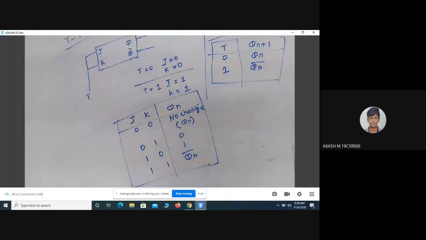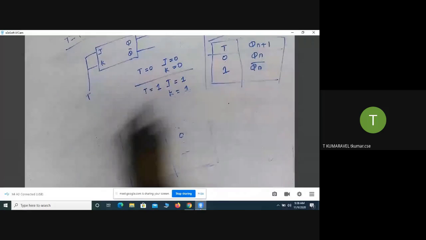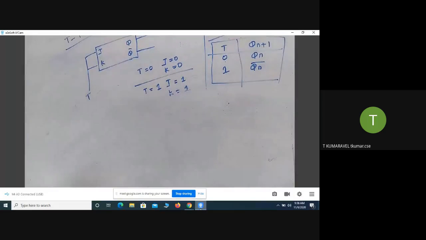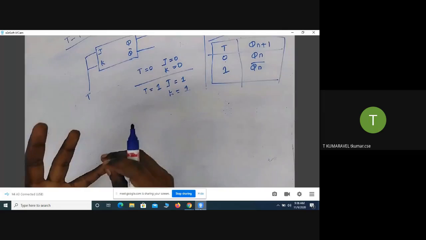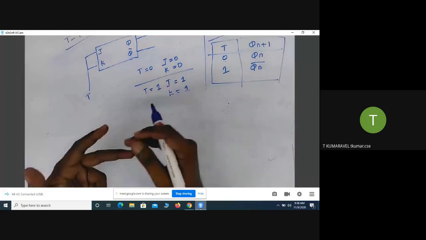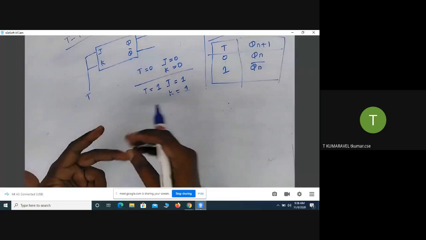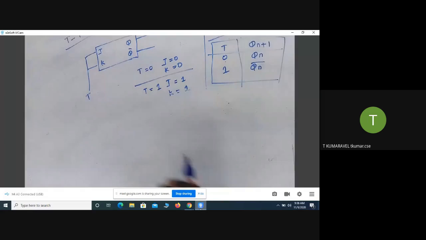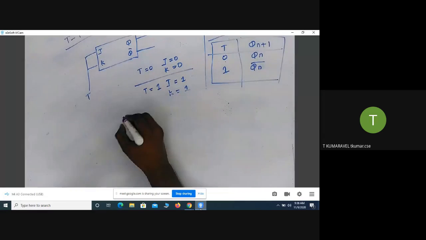Based on that, once I find the truth table, I'm going to draw the characteristics table, followed by the characteristic equation, followed by the excitation table and state diagram. That is the procedure. You are going to tell the answer. The characteristic table.